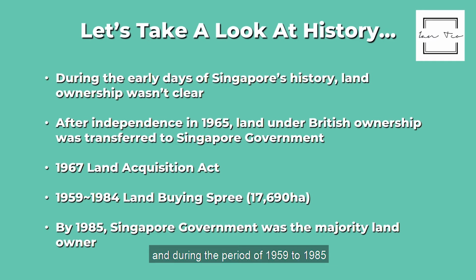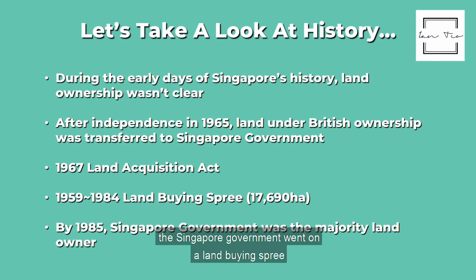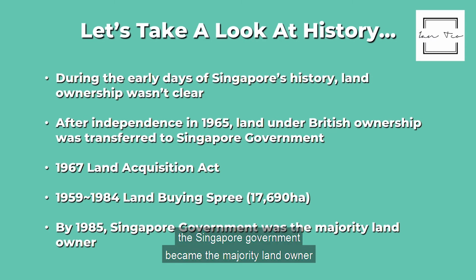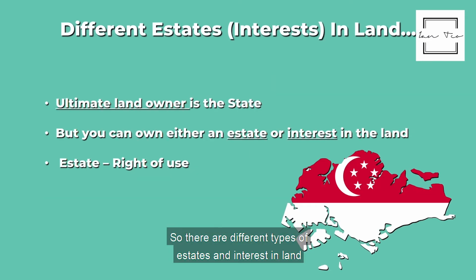During the period of 1959 to 1985, the Singapore government went on a land buying spree. They bought around 17,690 hectares worth of land. And what this resulted in was that the Singapore government became the majority landowner with around 72% ownership of the land in Singapore. So there are different types of estates and interests in land.